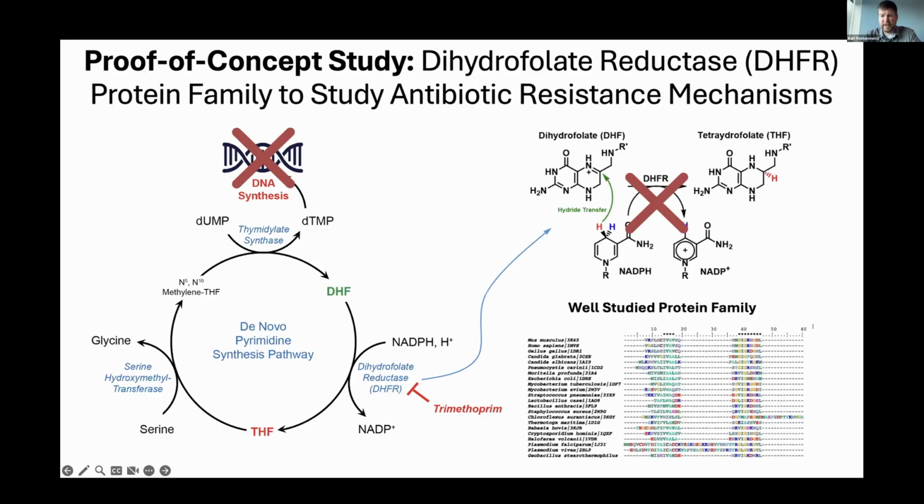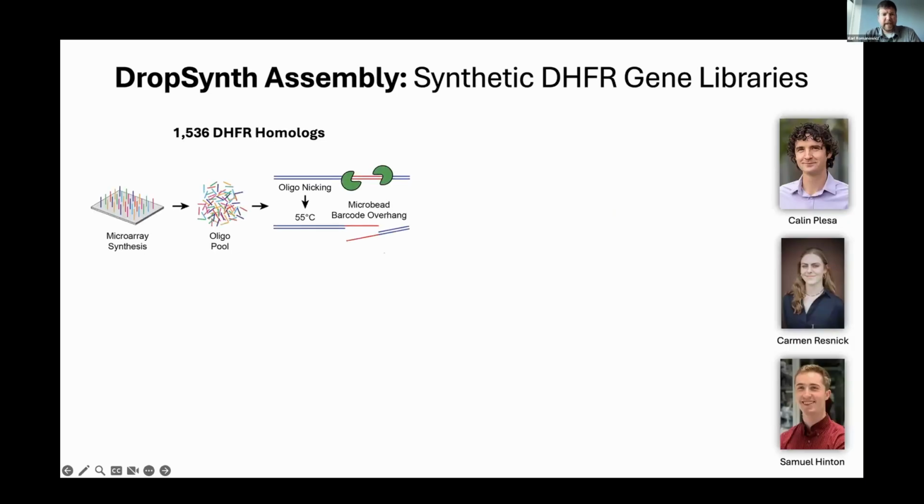And in our case, DHFR offers an ideal model system, right? It's well studied, it's clinically relevant, it includes thousands of naturally occurring variants, and so that provides a really exceptionally rich data set for designing our synthetic gene libraries. Now, for the actual DropSynth assembly, I was working with Kalen Plesha, along with a former undergraduate in the lab, Carmen Resnick, and our lab manager, Sam Hitton.